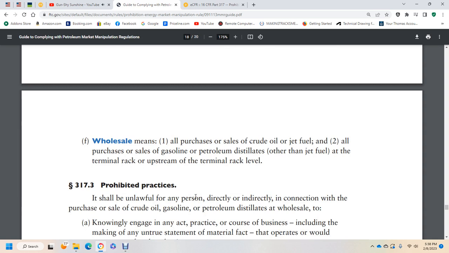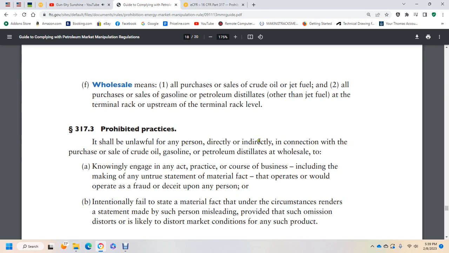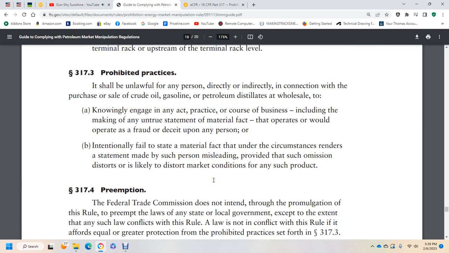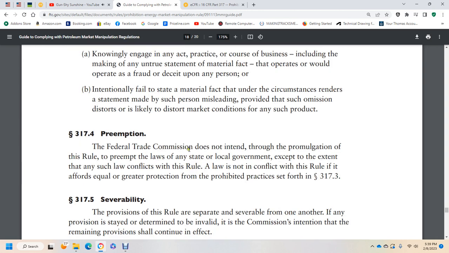Wholesale means all purchases and sales of crude oil and jet fuel, and all purchases and sales of gasoline and petroleum distillates, at the terminal rack level or upstream of the terminal rack level. 317.3 Prohibited practices. It is unlawful for any person, directly or indirectly, in connection with the purchase or sale of crude oil, gasoline, or petroleum distillates at wholesale, to knowingly engage in any act, practice, or course of business, including the making of any untrue statement of material fact, that operates or would operate as a fraud or deceit upon any person; or to intentionally fail to state a material fact that under the circumstances renders statements made by such person misleading, provided that such omission distorts or is likely to distort market conditions for any such product.